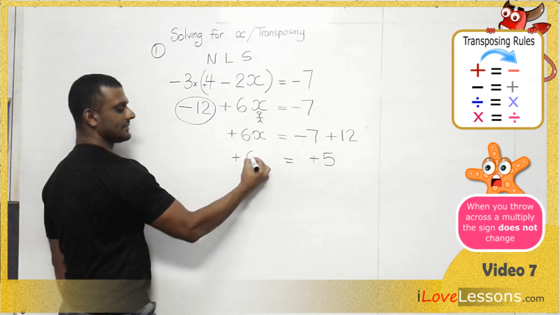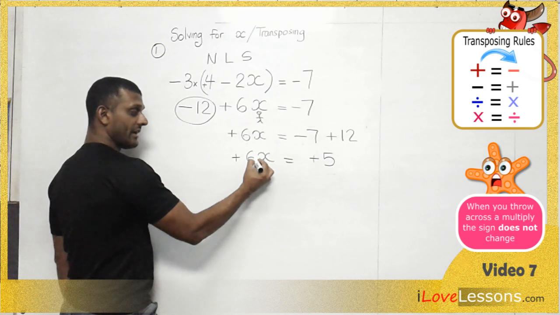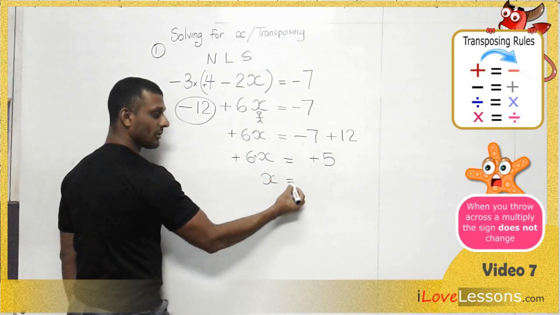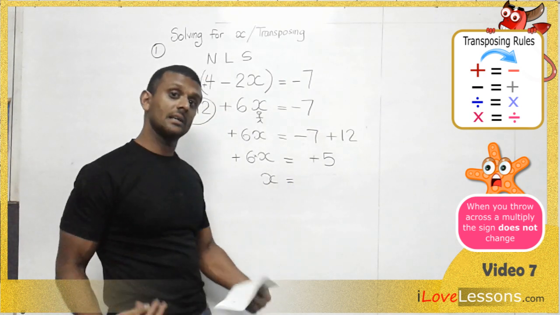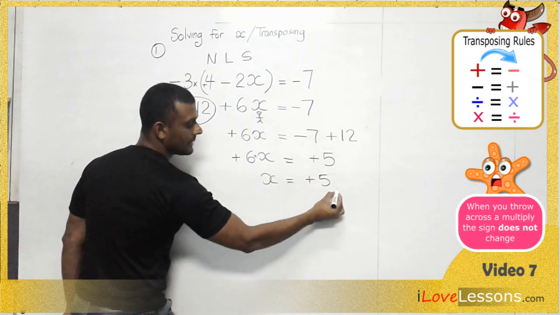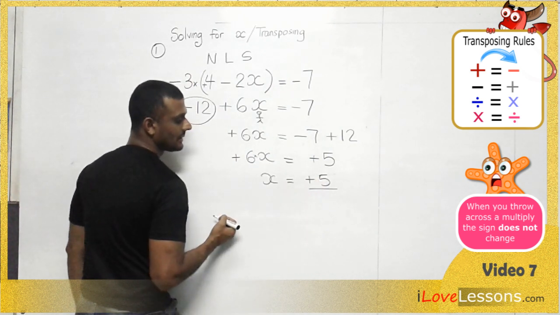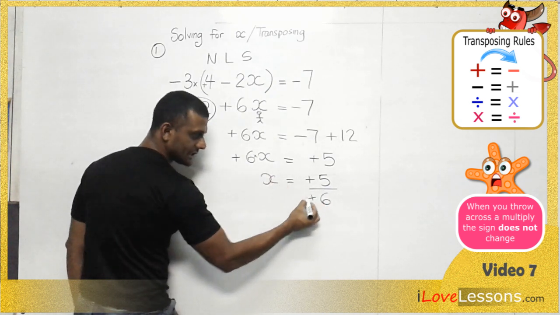And then you have positive 6x. Now, the positive 6 is your friend, and between here and here, you have a secret multiply. Remember, when you throw across a multiply, you get a divide, but the sign does not change. So, throw across your friend, the multiply changes to divide. And it goes underneath, but the sign does not change.